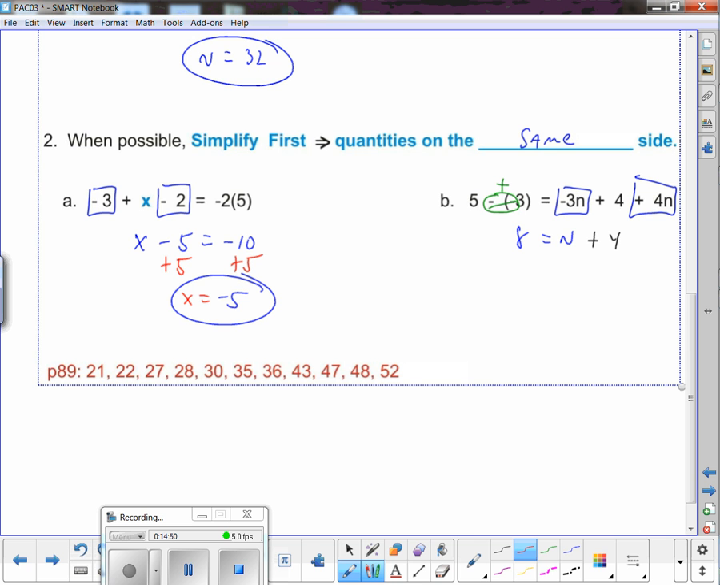All right, for time's sake, you're going to add a negative 4 to both sides. That makes our left be a 4, and our right is n, and the answer is n equals 4. Okay. Go ahead and grab your books and open up page 89. We're going to work these together as a group.